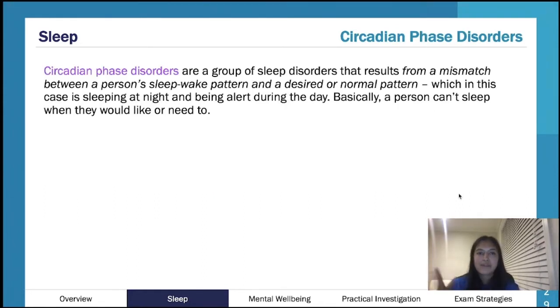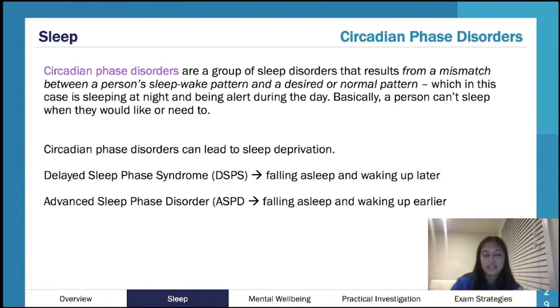Okay, I'm going to move a little bit faster with time, but circadian phase disorders: basically you're falling asleep too late or you're falling asleep too early. The idea here is that your circadian rhythm is not matching up to what you want it to be. So we think about our DSPS, delayed sleep phase syndrome, or our ASPD, advanced sleep phase disorder. In the study design, these are abbreviated. So when you answer short answer questions on these, feel free to chuck in DSPS and ASPD.